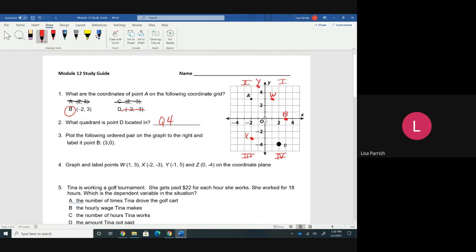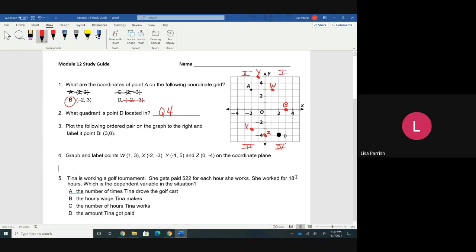And then for point Z, your first number is a 0. Remember, your X coordinate tells you whether to go left or right. So if it's a 0, that means I stay right here. The next number is -4. So I would go down to -4. So that's going to stay right there on that Y-axis. And there's my Z. So that's 1 through 4, plotting points on a graph.